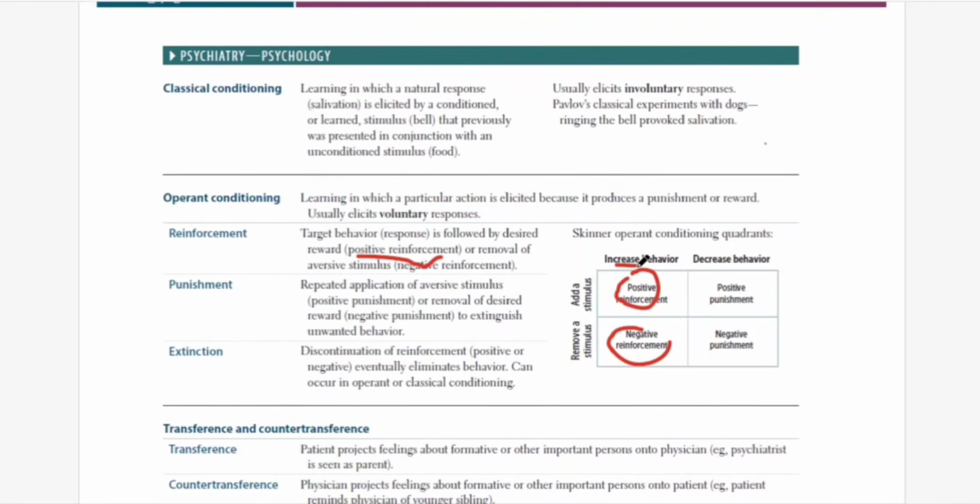For example, whenever you sit in the car, there is an alarm beeping because you haven't buckled up the seat belt. Once you buckle up the seat belt, the alarm goes away. By buckling up, the alarm was going away. That's a type of negative reinforcement, right? So these are the two types of reinforcement.